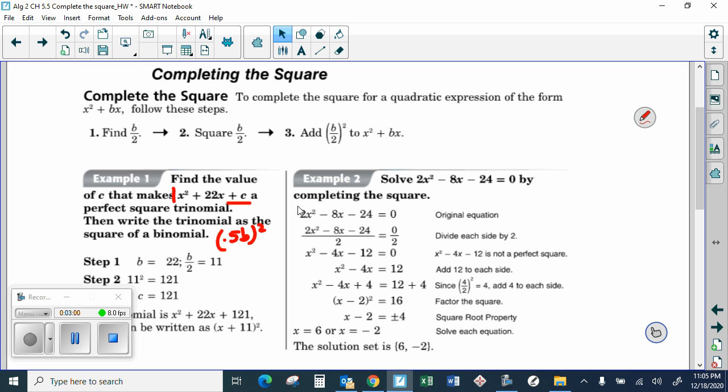So what is half of b? Half of 22 is 11. You can write positive 11 squared. 11 squared is 121. You should know that from your times tables. Then write the trinomial as the square of a binomial. It would be x plus 11 quantity squared. Again, I just dropped this plus 11 down. Remember, it's x, and then whatever this is, just drop it down. Plus 11 quantity squared equals x squared plus 22x plus 121.